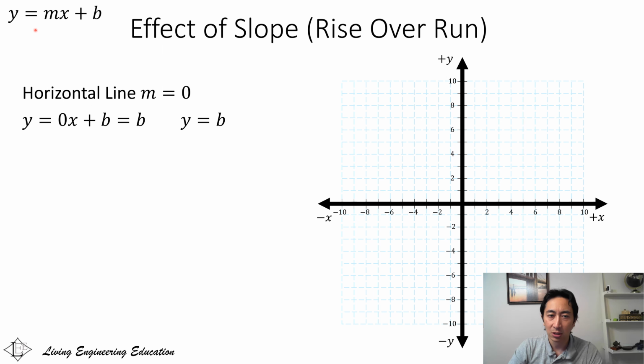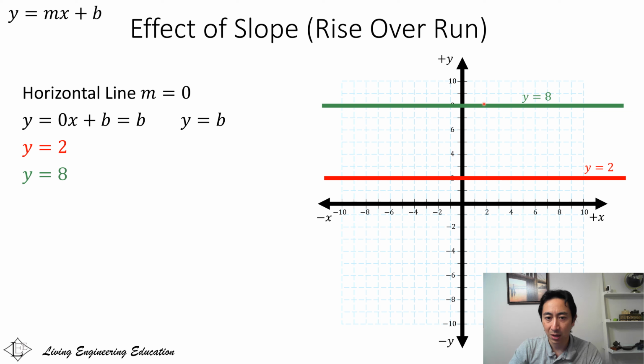If we plug into this equation y equals mx plus b, we see that a horizontal line, or a slope of 0, represents y equal to the y-intercept. So for example, y equals 2 will be the horizontal line. Rise over run is a slope, remember. The rise is 0, so rise over run will always be 0. Here's another example, y equals 8. So any horizontal line has a slope of 0.